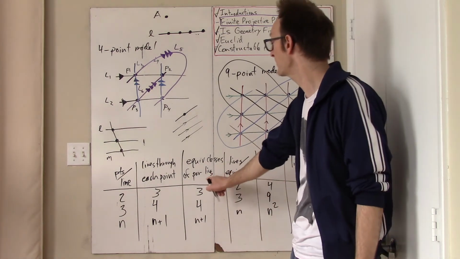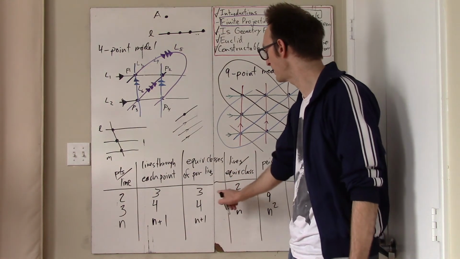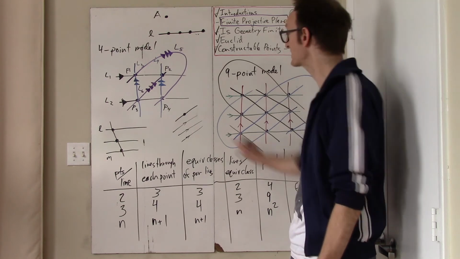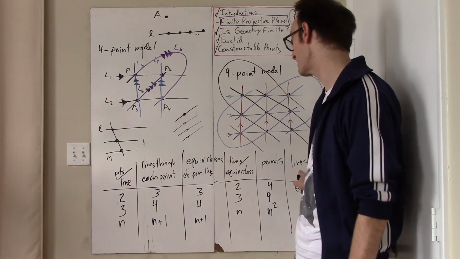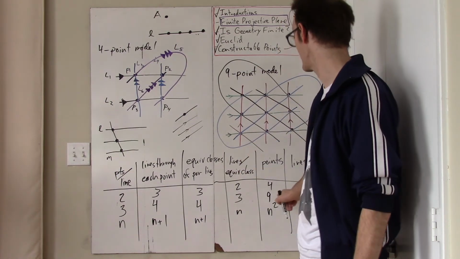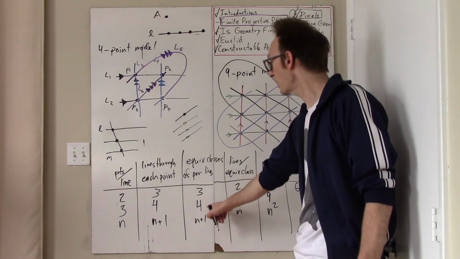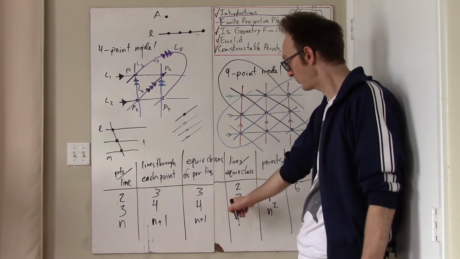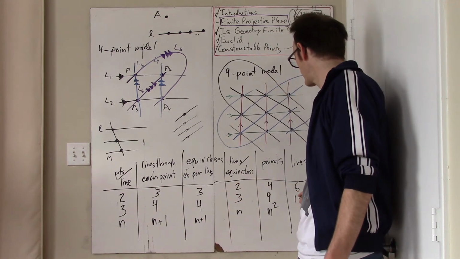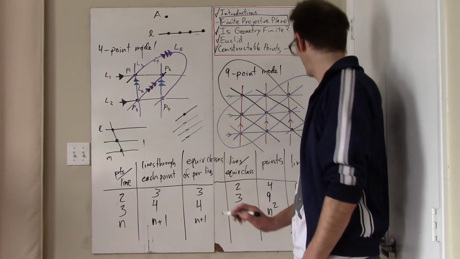If you have 3 equivalence classes of parallel lines and there are 2 lines per equivalence class, then you just multiply these 2 columns, and in fact you get 6 lines in this model. And in this model you get 3 points per line, 4 equivalence classes of parallel lines, and 3 lines per equivalence class, so you get 12 lines, and in general you're going to get n plus 1 lines.